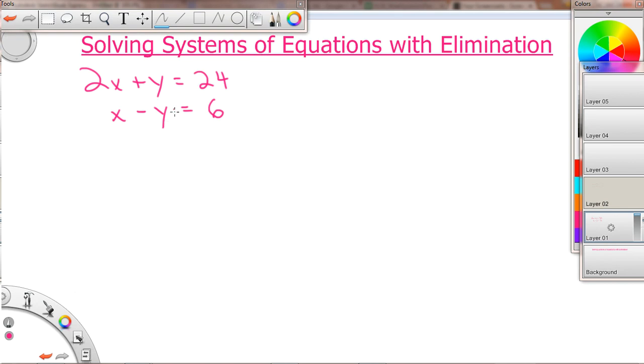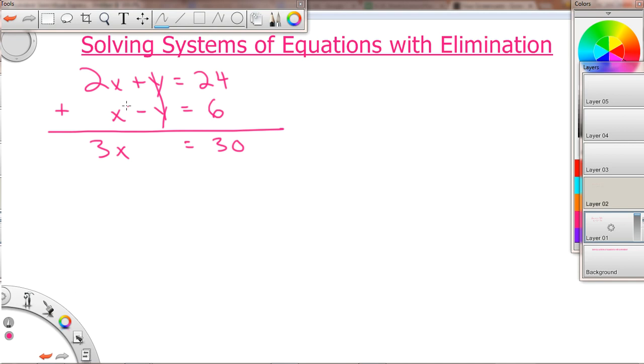Because these two things are equal, x minus y is equal to 6, I could add 6 to this side of the equation, to 24, and I could also add x minus y to this left side of the equation. Because these things are both equal to 6, I'm doing the same thing to both sides. So I can do that. What I'm trying to tell you is you can actually take these two equations and add them vertically. So 2x plus x is equal to 3x. y plus negative y cancels out, and 24 plus 6 is equal to 30.